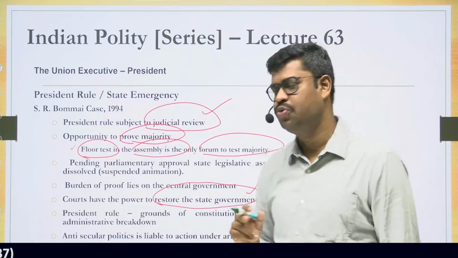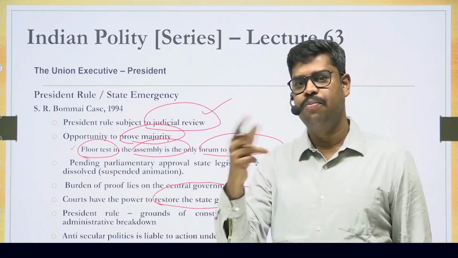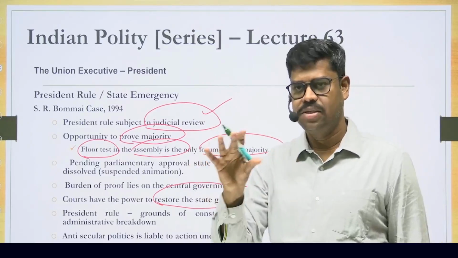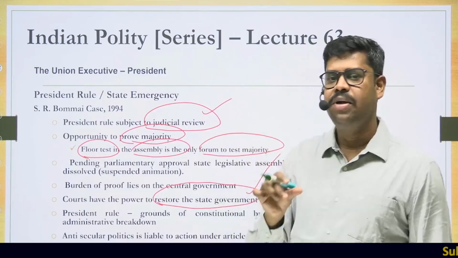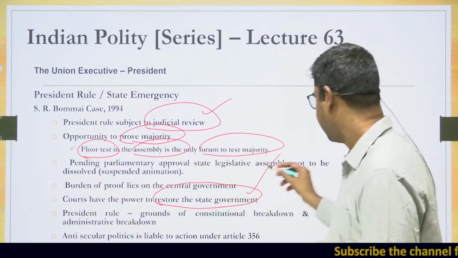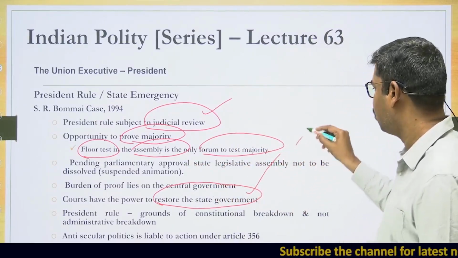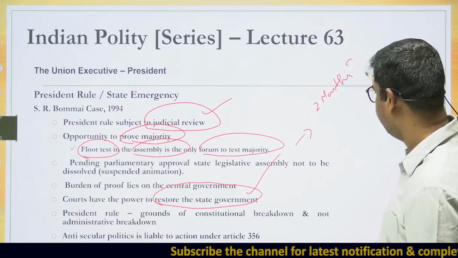As per the constitution, once a president rule is imposed, it has to be approved by both the houses of the parliament. That's the procedure that is given in the constitution. And the time limit that is given in the constitution for the parliament to give the approval is a period of 2 months. There are 2 months within which both the houses of the parliament have to give the approval.